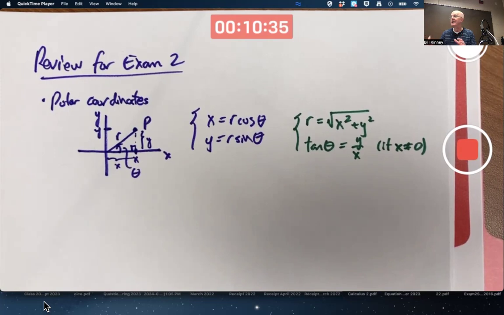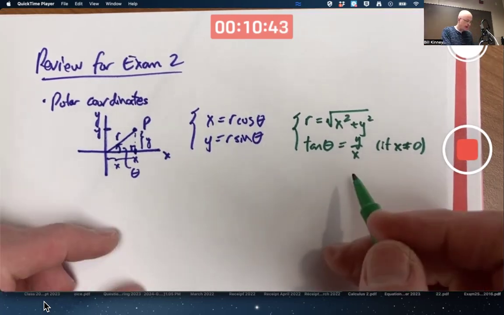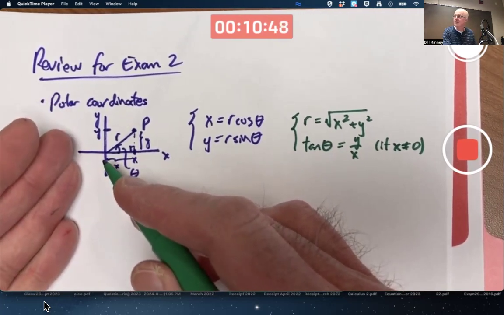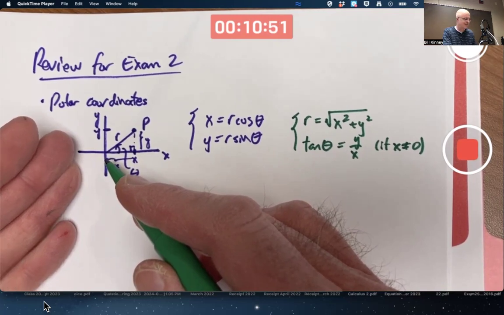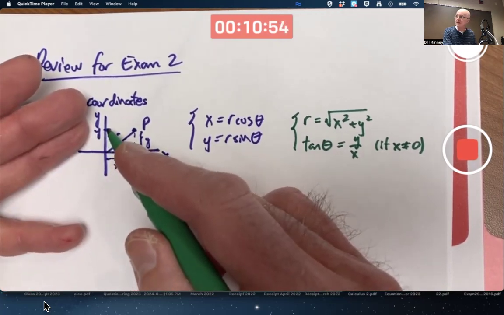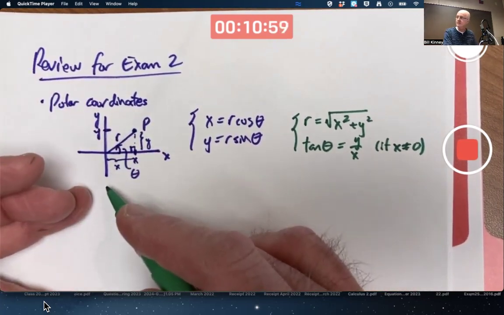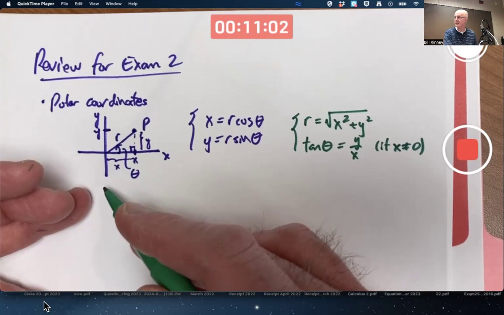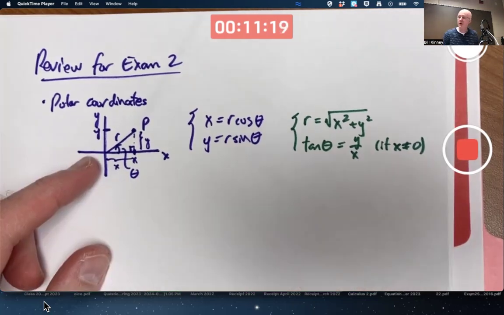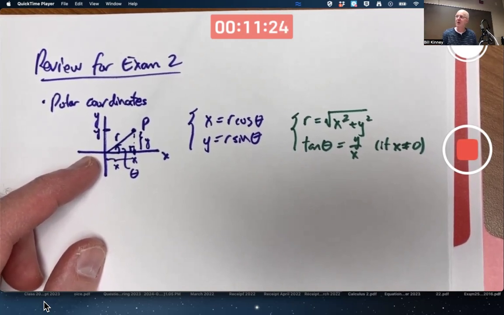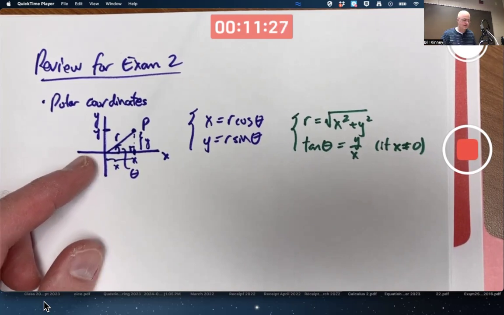I mean, these angles are not unique, right? You can add multiples of 2 pi to them as well. What if x is 0? If x is 0, then you're on the y-axis. That's where x is 0. Just look at the picture. If y is positive, if you're up here, then the angle is 90 degrees, pi over 2 radians. If y is negative, you're down here, then the angle can be taken to be negative pi over 2 radians. If you're at the origin, then really the angle is undefined. There's no angle for the point at the origin, though you could take the r to be 0.